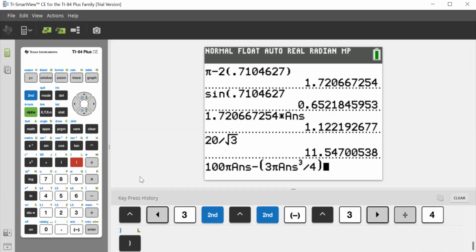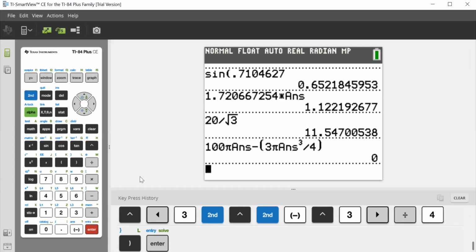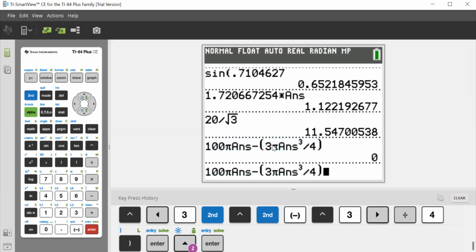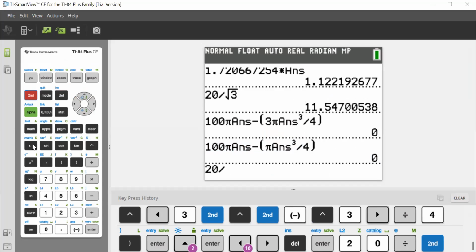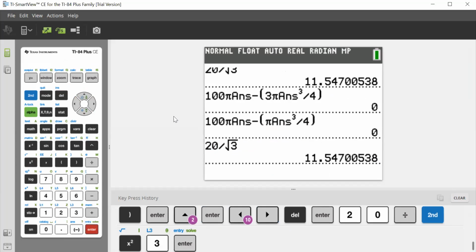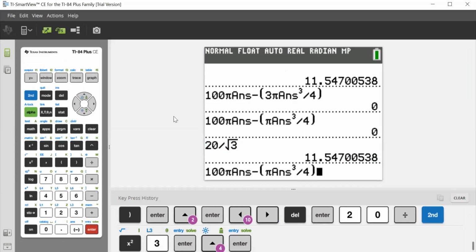Did I type all that in right? Clearly not. That was supposed to be a pi h, not a pi h squared. What did I type in wrong? Shouldn't have been a 3 there. There we go. John, this is why I normally just do all this in my head. There we go.